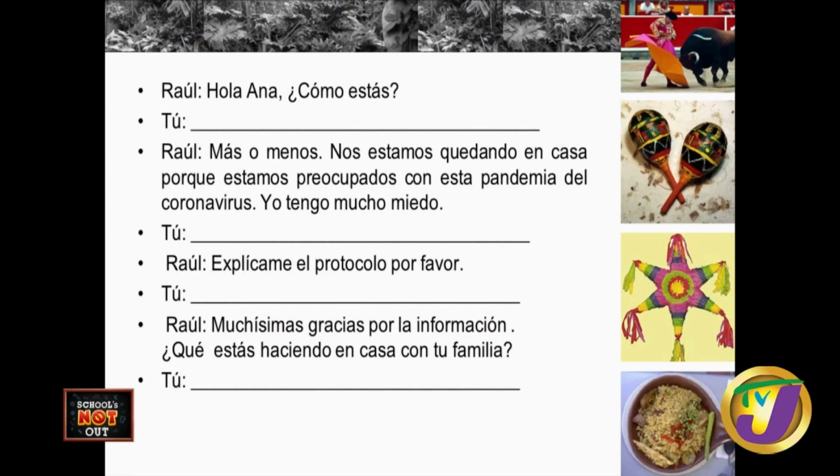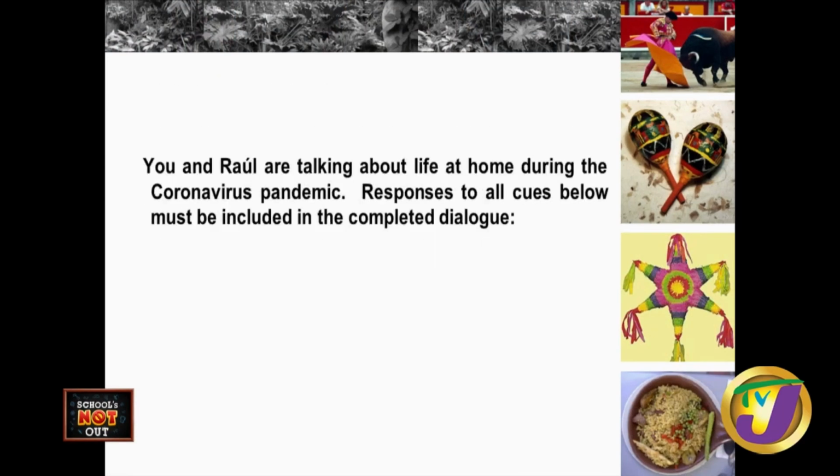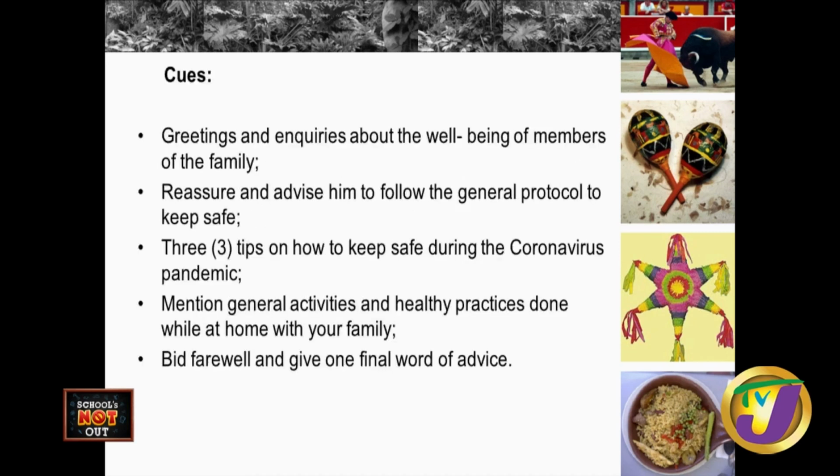So that's a dialogue that you need to complete, a contextual dialogue. So you and Raul are talking about life at home during the corona pandemic, and you're going to respond to all the cues below. So remember what Kevin said, you must read the cues, read through the dialogue, and ensure that you read the spaces above and below. So those are the cues.